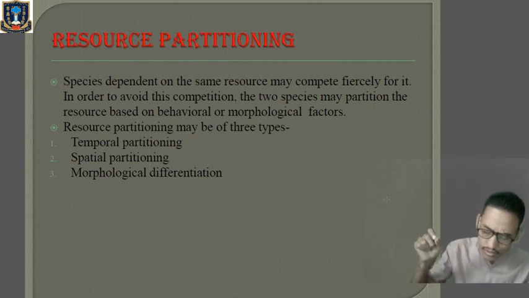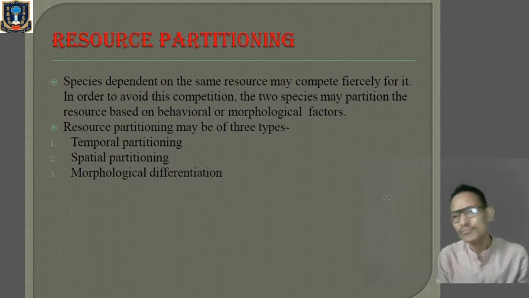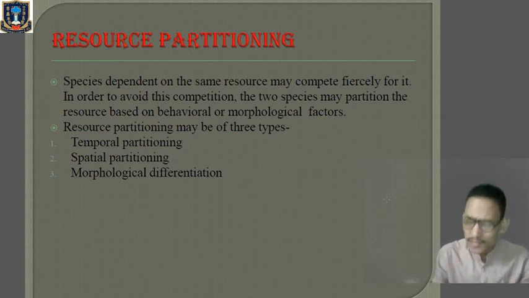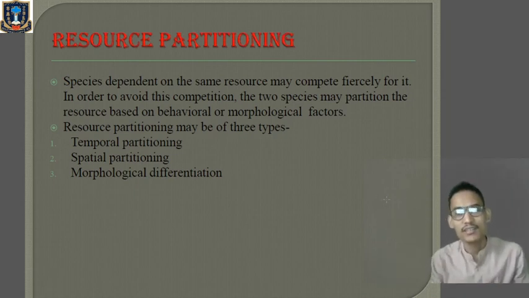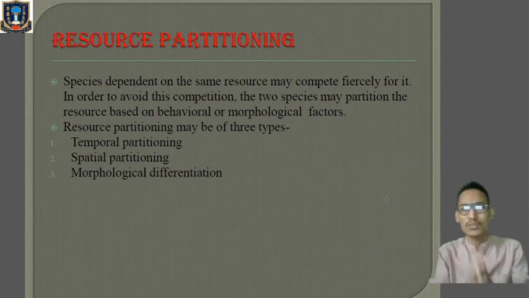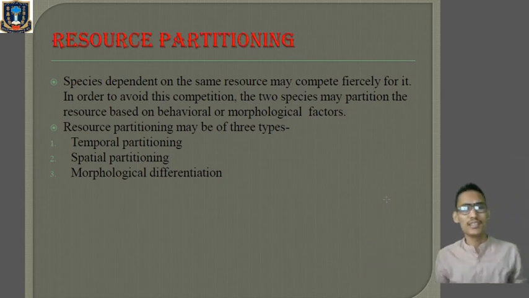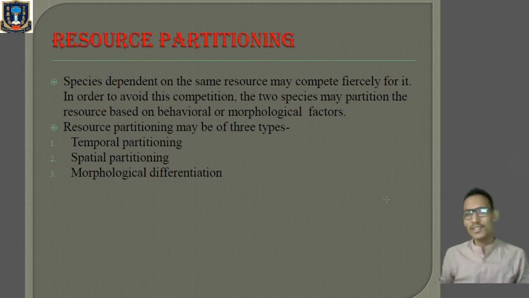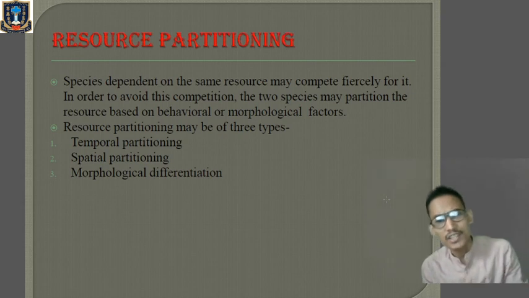Because due to the resources only, there will be competition among the species. Okay? Because I'm saying again that the resources are limited in nature. They are not unlimited. If these resources were unlimited, then there would be no competition for food and shelter or for food and space. But since in nature these resources are limited, there will be competition among the species.